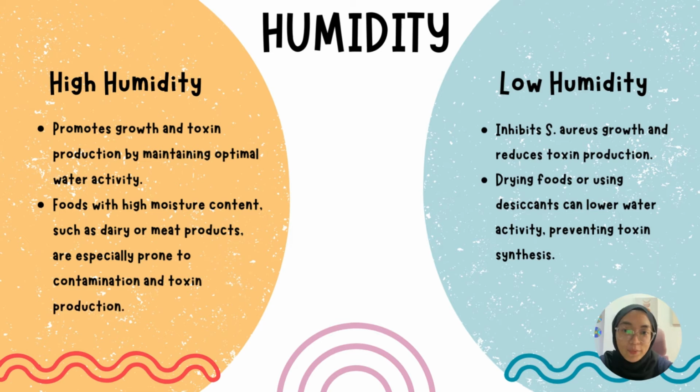I'm going to explain about the second extrinsic factor, which is humidity. Let's look at the high humidity. High humidity promotes the growth and toxin production by maintaining optimal water activity. Food with high moisture content such as dairy or meat products are especially prone to contamination and toxin production. Let's look at the low humidity. Low humidity inhibits S. aureus growth and reduces toxin production. Drying food or using desiccant can lower water activity, so it prevents the toxin synthesis.